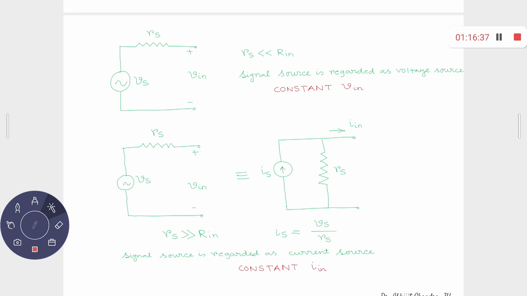So the corresponding Norton equivalent model you have to develop, for which the resistance should be the same Rs. The current expression Is is nothing but Vs upon Rs, a constant current. So the current source here. In the first case, I'll regard this as the voltage amplifier, the input is a voltage. For the second case, I'll regard this as a current amplifier, the input as a current. Okay.